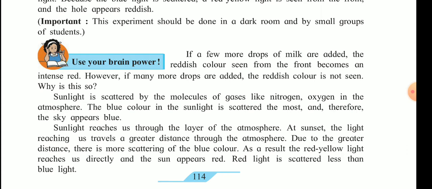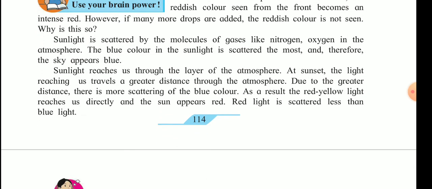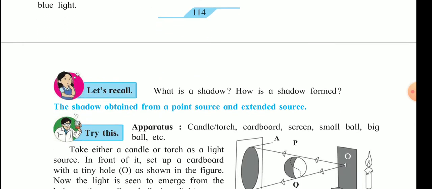Sunlight is scattered by molecules of gases like nitrogen and oxygen in the atmosphere. The blue color in the sunlight is scattered the most, and therefore the sky appears blue. Sunlight reaches us through the layer of the atmosphere. At sunset, the light reaching us travels a greater distance through the atmosphere. Due to the greater distance, there is more scattering of the blue color. As a result, the red-yellow light reaches us directly and the sun appears red. Red light is scattered less than the blue light.